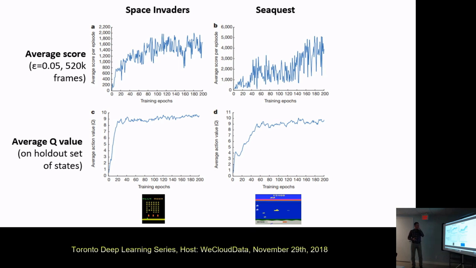This is something that they have observed, so how training progresses. These are scores on 2 different games. One of them is Space Invaders, that's where you have to shoot from here. The other one, I don't know what it is, but I guess you have to shoot ships or submarines.